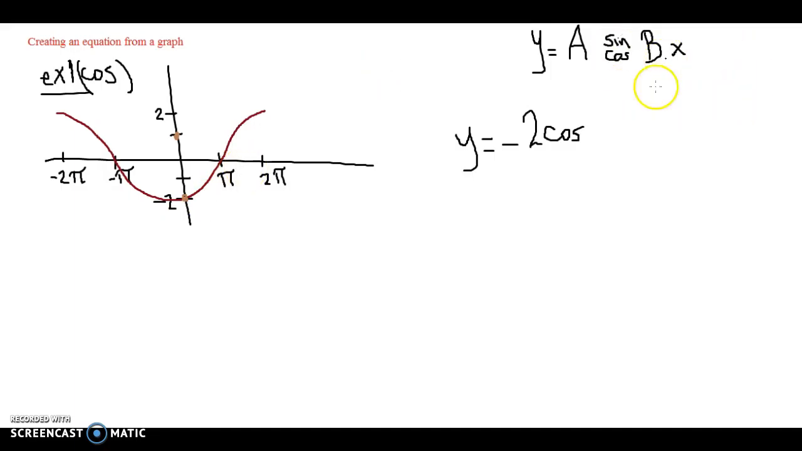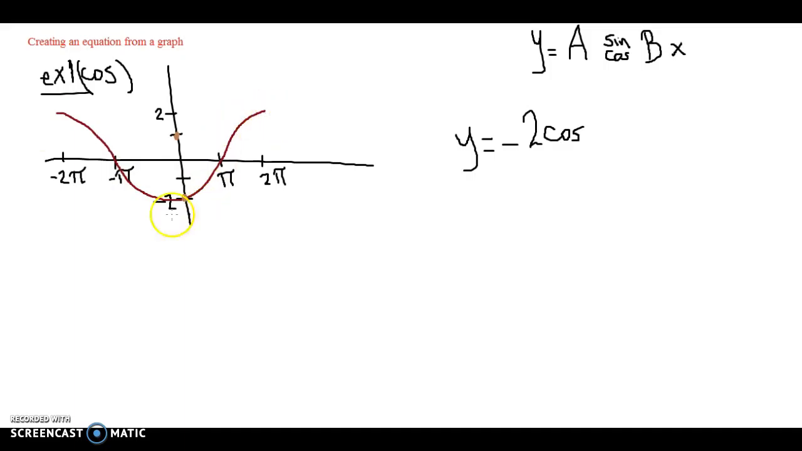Now I want to look at b. So I want to know what happened to the period. Obviously the period doesn't stop at 2 pi, because from 0 to 2 pi, that's half a cycle. So it looks like it's going to go all the way to 4 pi, because I'm at half a cycle at 2 pi.